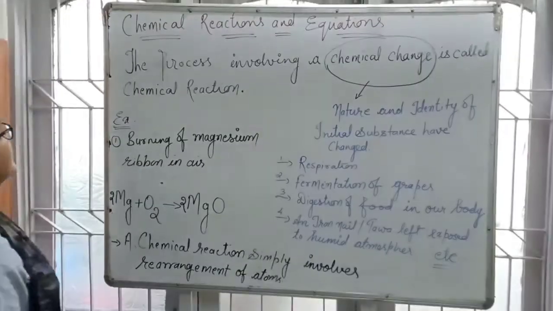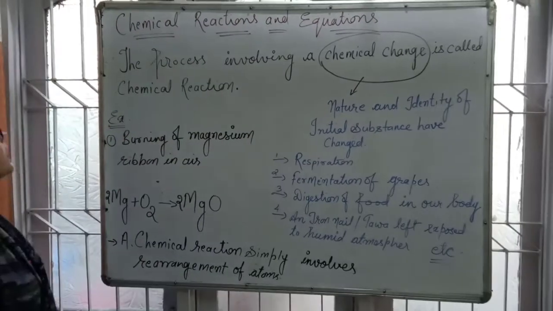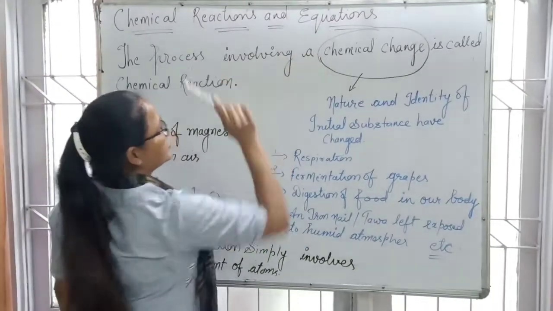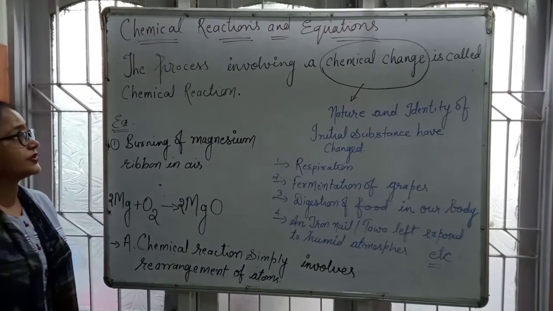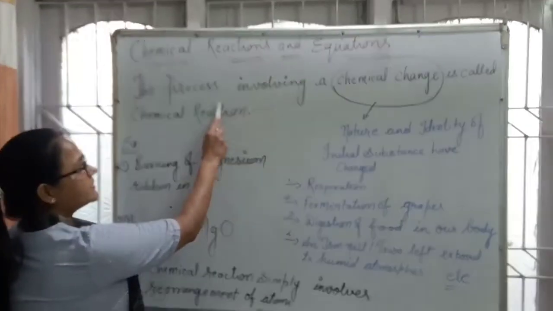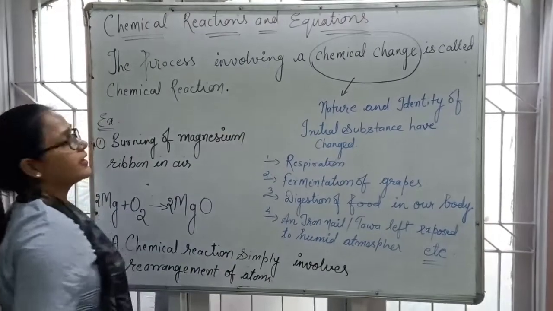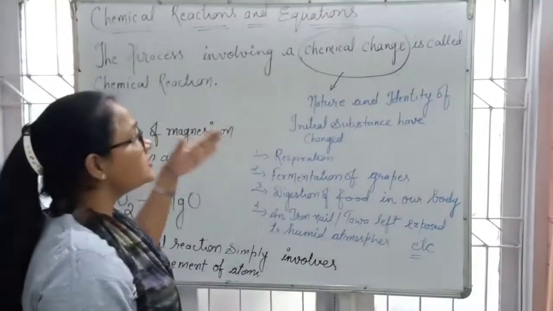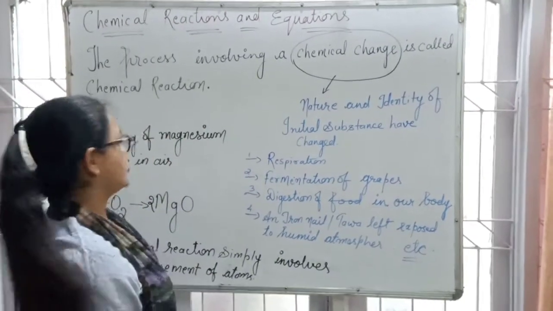Now, our chapter is Chemical Reactions and Equations. First, we will talk about chemical reactions. What are chemical reactions? The process involving a chemical change is called a chemical reaction. Means the process in which chemical change occurs is called a chemical reaction.